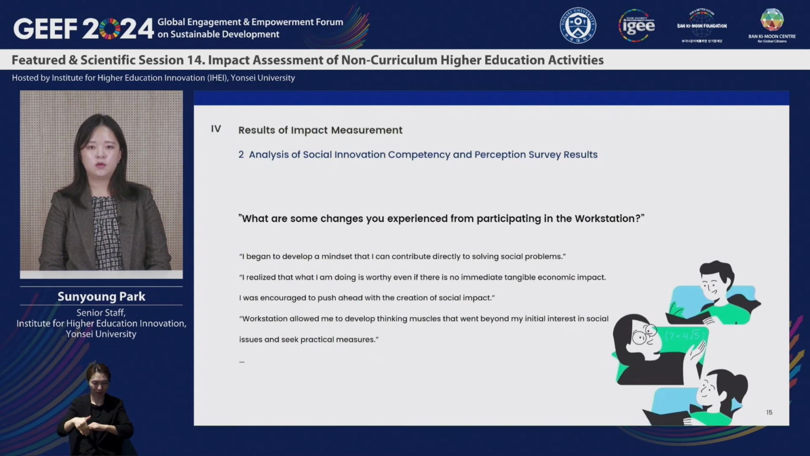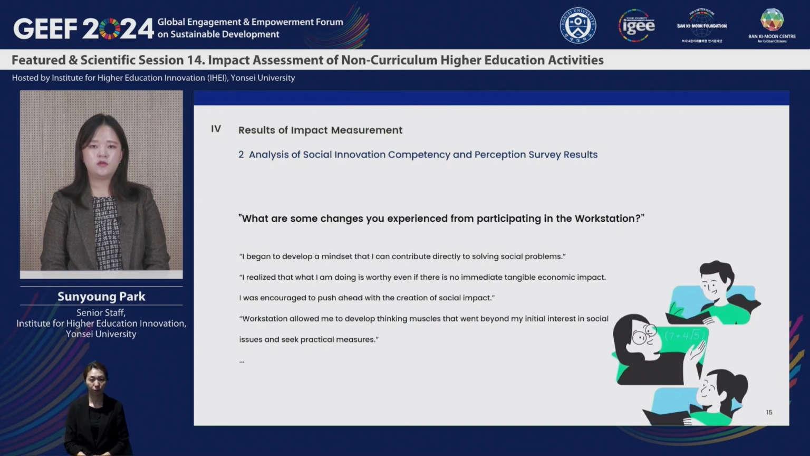It aimed to review current support services and inform future student support strategies. After participating in the workstation program, students expressed a sense of empowerment and a newfound belief in their ability to contribute directly to solving societal issues. They felt a sense of purpose and value in their work, even if the immediate economic impact may not be visible. They felt supported in driving social impact.